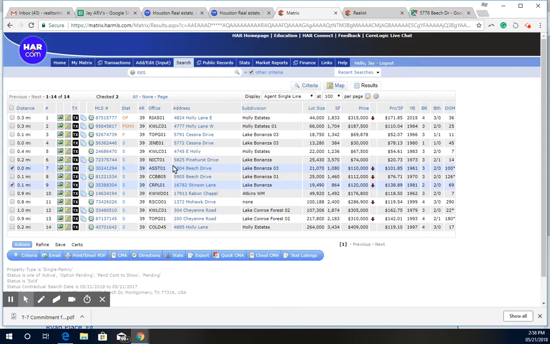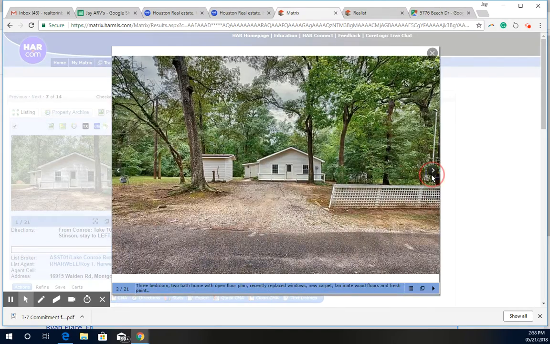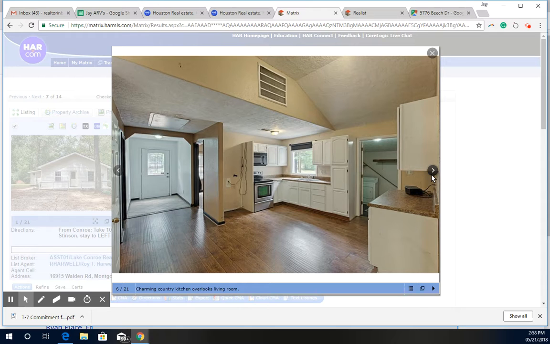And the last one that we have is this one here on Stinson Lane. No, this one, I'm sorry, it's on Beach Drive as well for 1,080 square feet, over 100 days on the market. And it looks like it was at 110. So let's go ahead and take a look at it here. From the outside, it looks okay. And then from the inside, the floor plan looks a little weird.